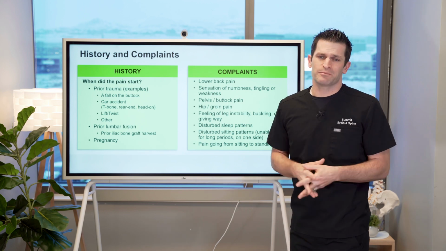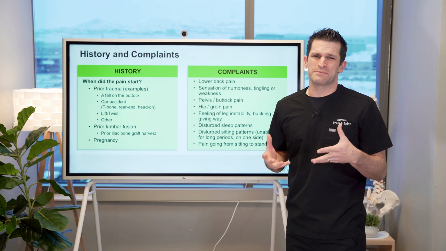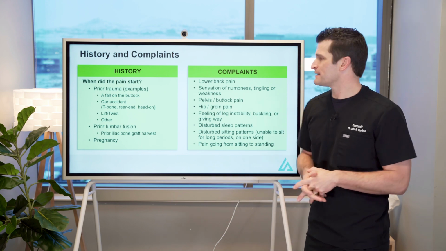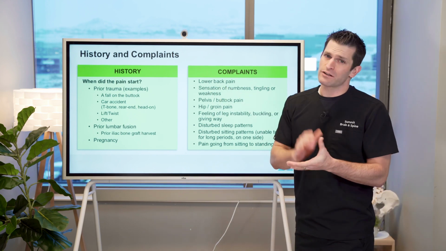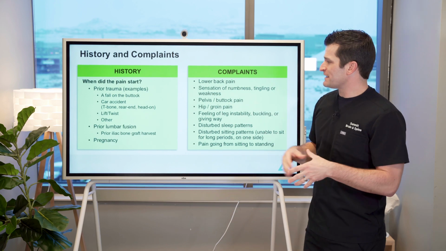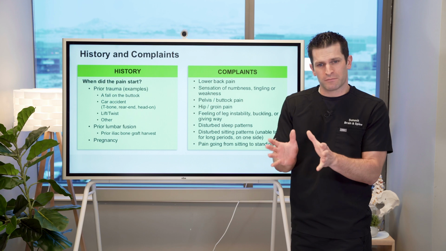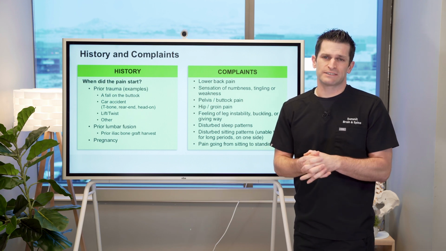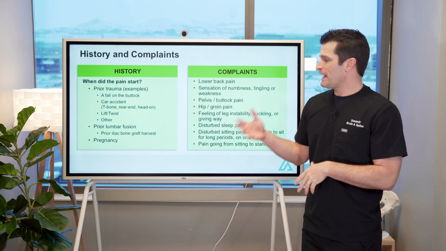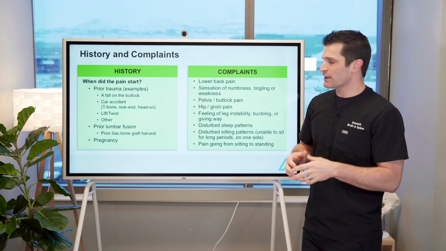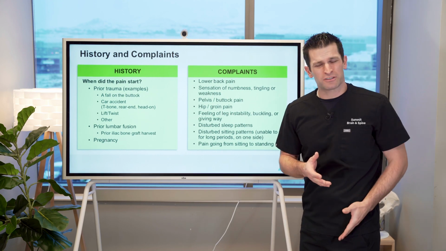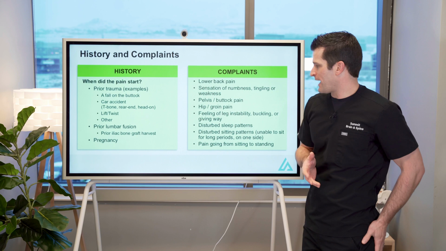So what do patients complain of? What symptoms are consistent with sacroiliitis? The pain is in the lower back. There's a sensation of numbness, tingling, and weakness. These are not specific, but generally speaking, patients with sacroiliac joint dysfunction have features of this. The pain can go into the pelvis, it can go into the groin and radiate down the leg.